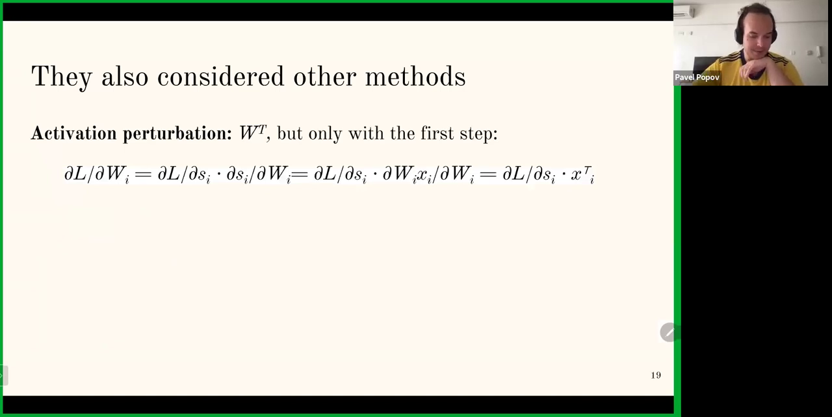Another method is activation perturbation. I think this one was established before. It's actually the first step of WT, which uses this. It reduces the number of dimensions from n squared to n by making guesses in the pre-activation space.